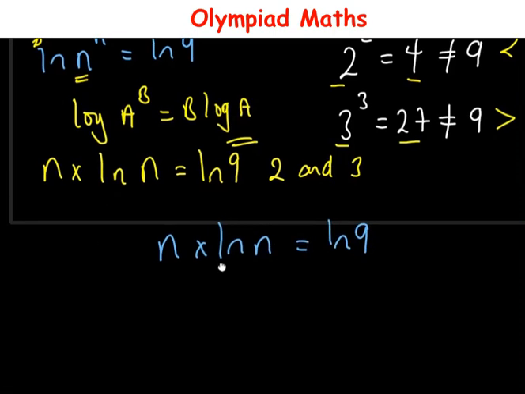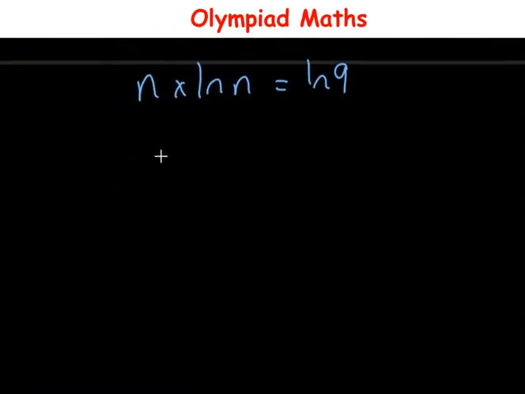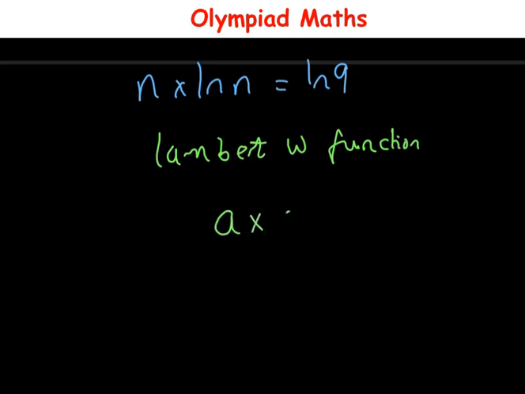At this junction, for us to simplify this further, we're going to introduce the Lambert W function. Now, this Lambert W function can be used if you have an expression in this form, a times e raised to power a. If you apply the Lambert W function to this, what you will get is a.